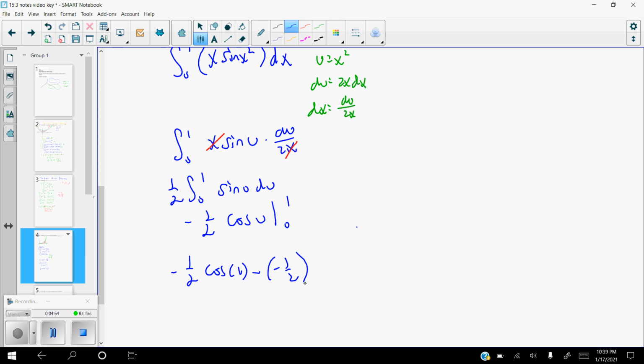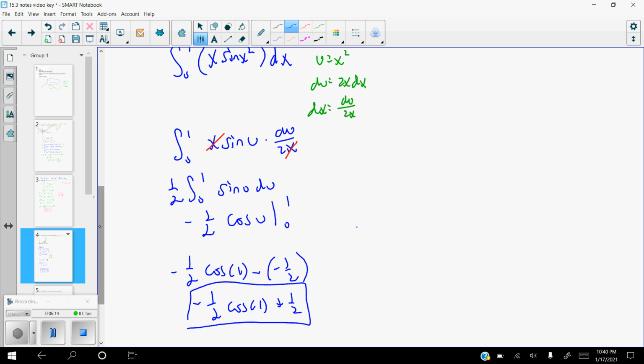So I think if we simplify that, we're going to get negative 1/2 plus negative 1/2 cosine of 1 plus a half. Okay, you could factor a negative 1/2 out of that, but we're fine leaving it there. All right, so that's doing this type 1.